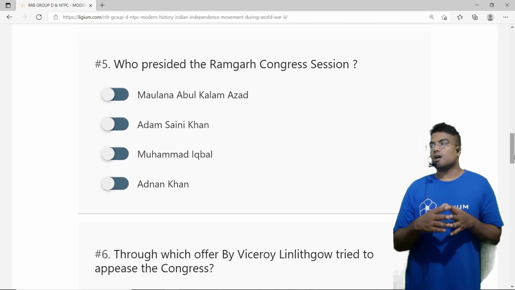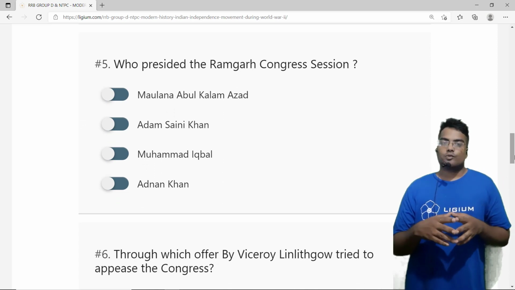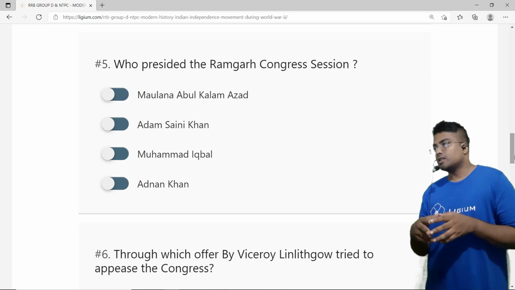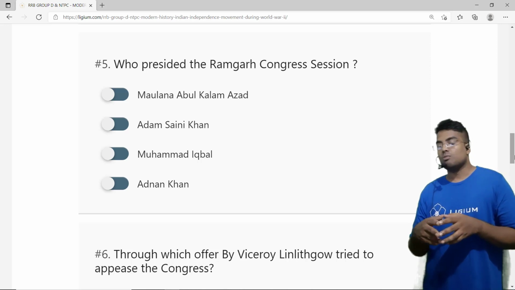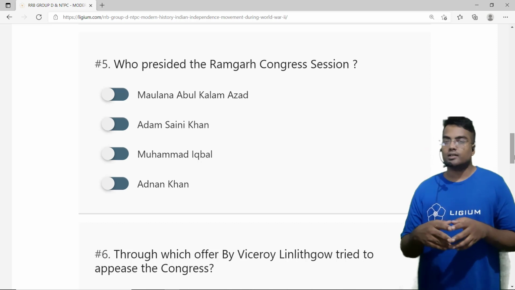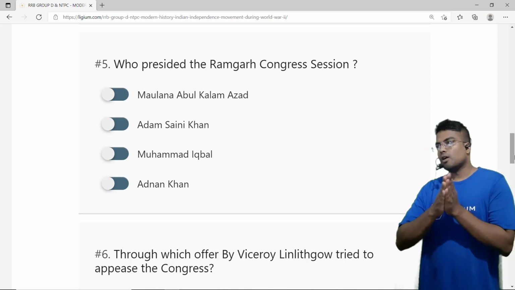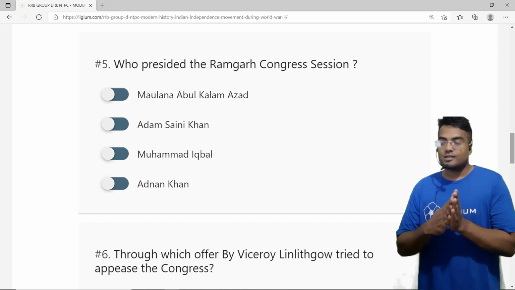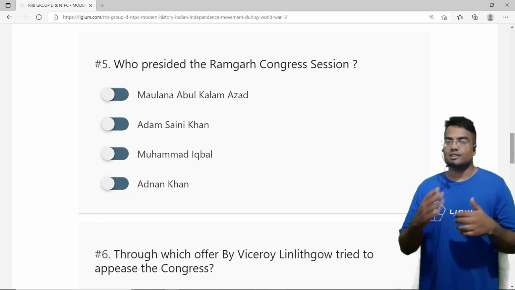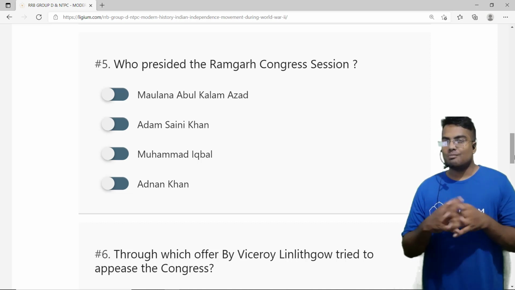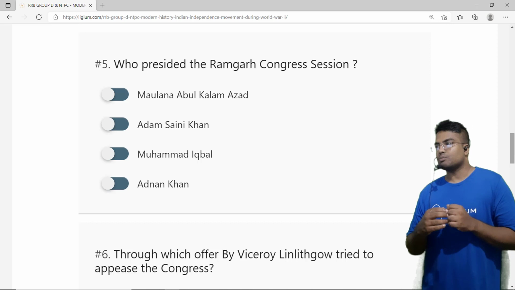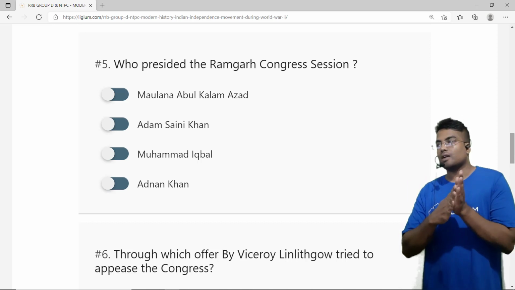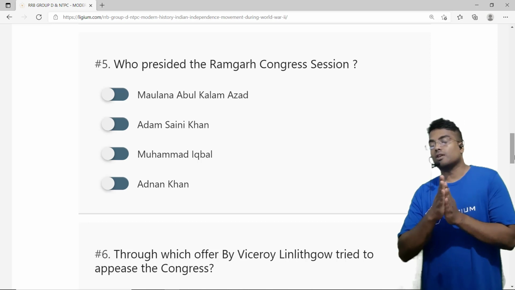Then we have the fifth question. Who presided over the Ramgarh Congress session? The first option is Maulana Abul Kalam Azad, then we have Adam Saini Khan, the third, Muhammad Iqbal, and the fourth, Adnan Khan. The correct answer is Maulana Abul Kalam Azad. We have to discuss this in detail, but for the time being, just memorize that the person who presided over the Ramgarh Congress session was Maulana Abul Kalam Azad.